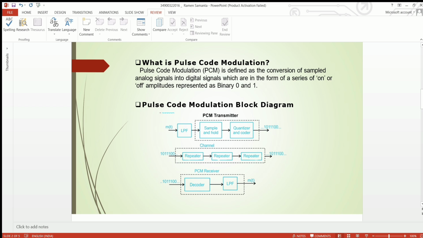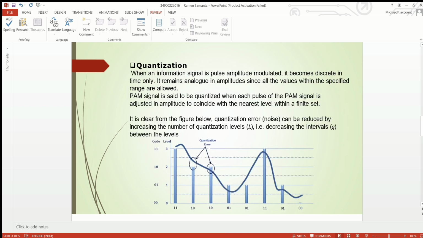Then quantization. When an information signal is pulse amplitude modulated, it becomes discrete in time only. It remains analog in amplitude since all the values within the specified range are allowed. A PAM (pulse amplitude modulation) signal is said to be quantized when each pulse of the PAM signal is adjusted in amplitude to coincide with the nearest level within a finite set.